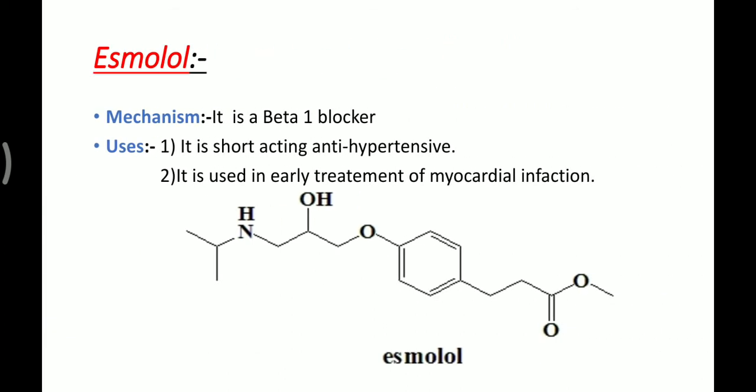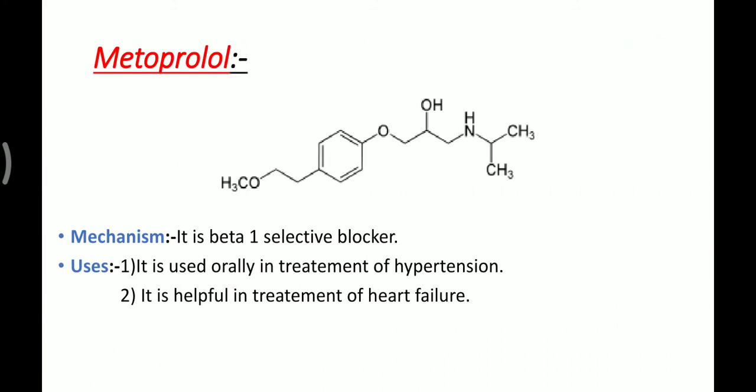Next drug is Esmolol. Esmolol is also a beta 1 blocker. It is short acting antihypertensive. It is used in early treatment of myocardial infarction. Metoprolol. Metoprolol is beta 1 selective blocker. It is used orally in treatment of hypertension. It is helpful in treatment of heart failure.